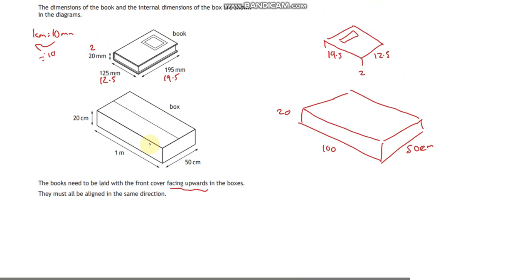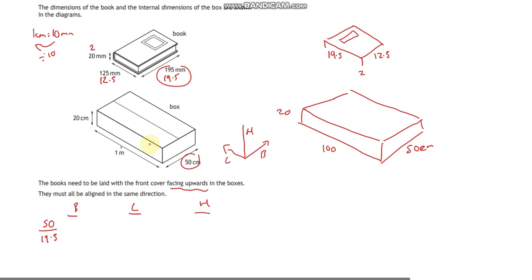I'm going to call that breadth, length, and height. So all we're going to do is compare breadth, length, and height each time. So the breadth, I've got 50 and 19.5. So you're saying, okay, I've got 50 divided by 19.5. How many books can I get in there?